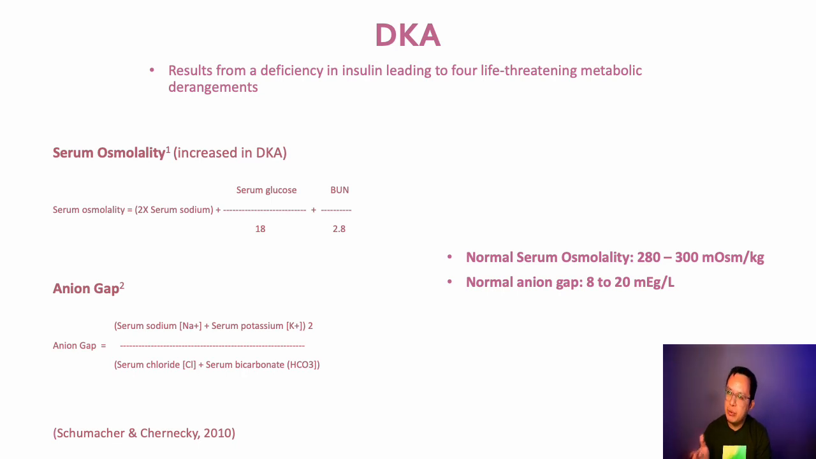So what is serum osmolality? Serum osmolality is the concentration of solute particles in blood. Can be calculated by using the serum measurements of sodium, glucose, and BUN. On the other hand, anion gap is a calculation of the difference between the major positively charged electrolytes, cations, and the major negatively charged electrolytes in the blood. Helps determine the cause of metabolic acidosis.